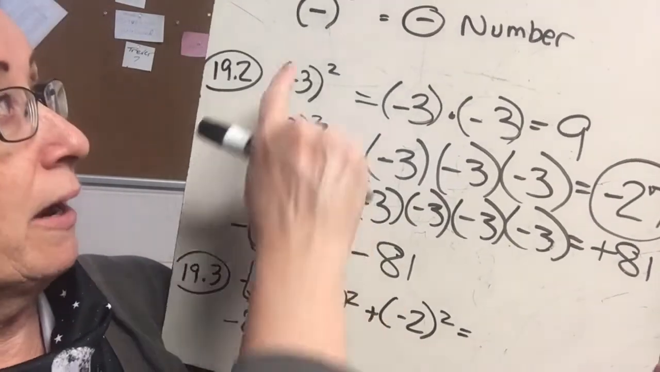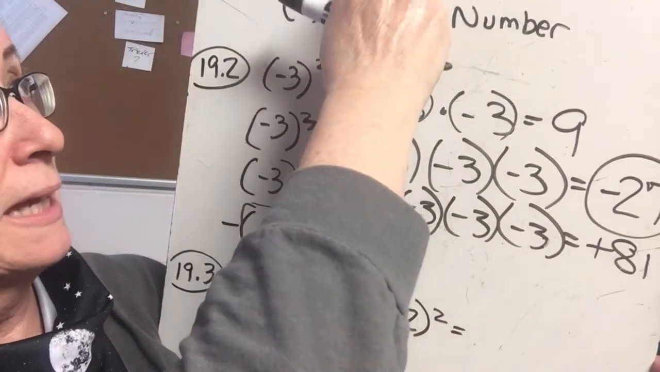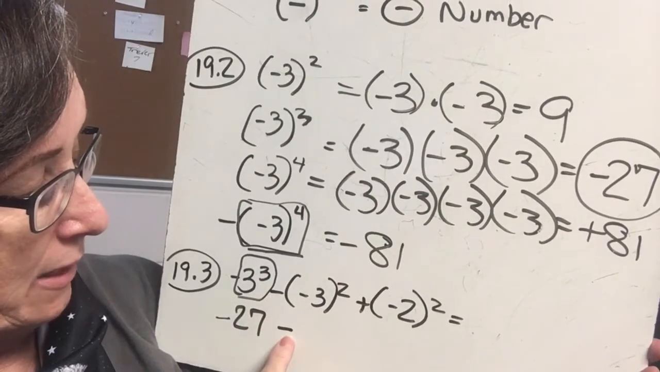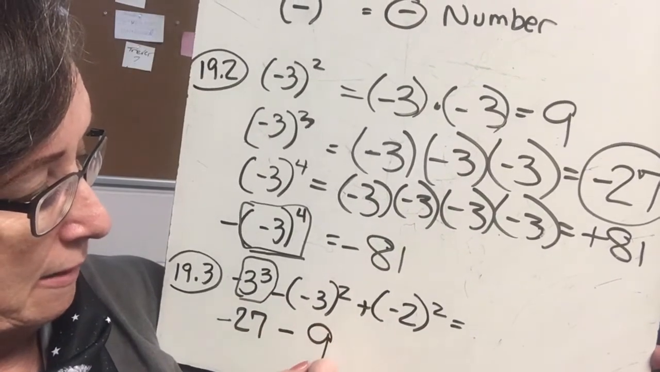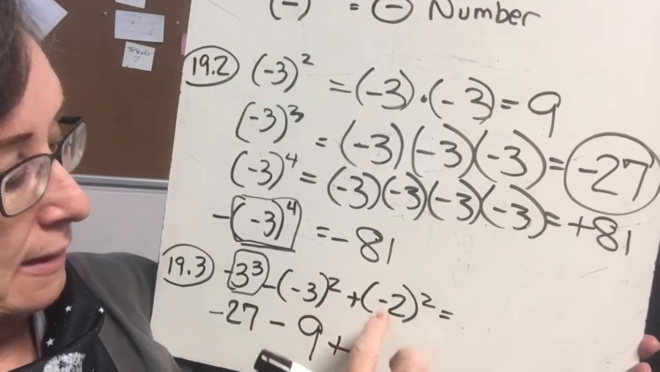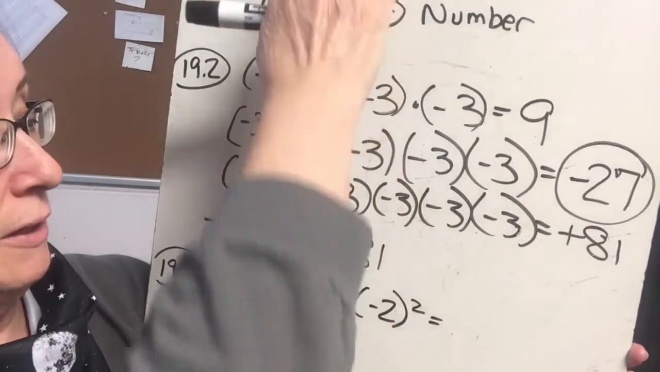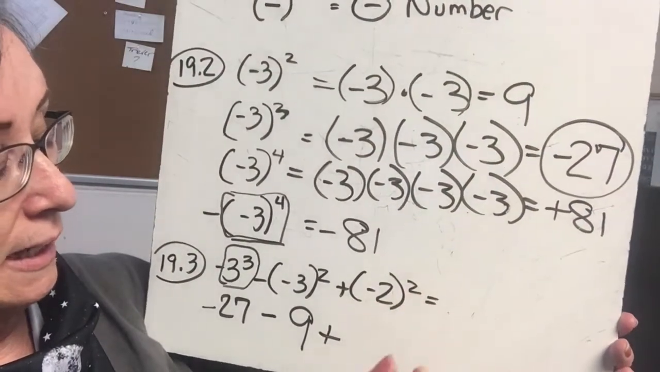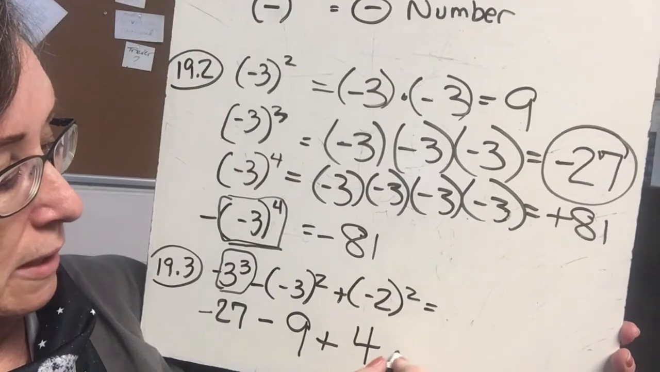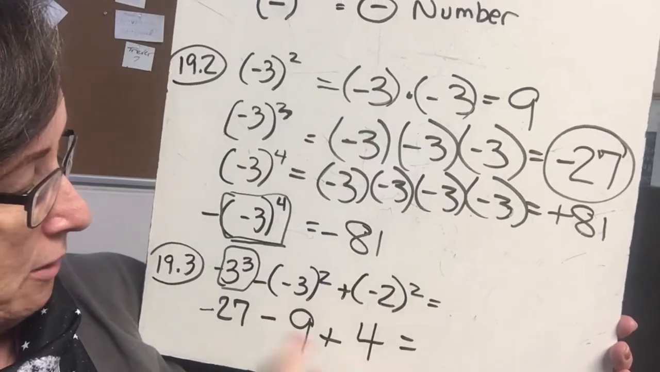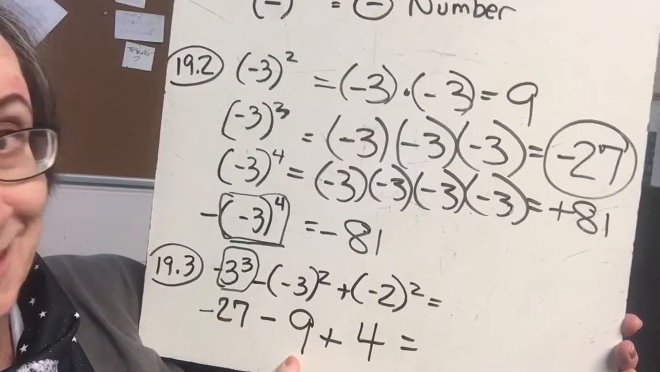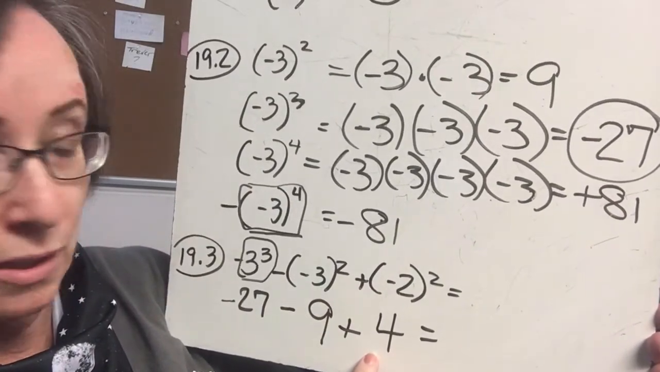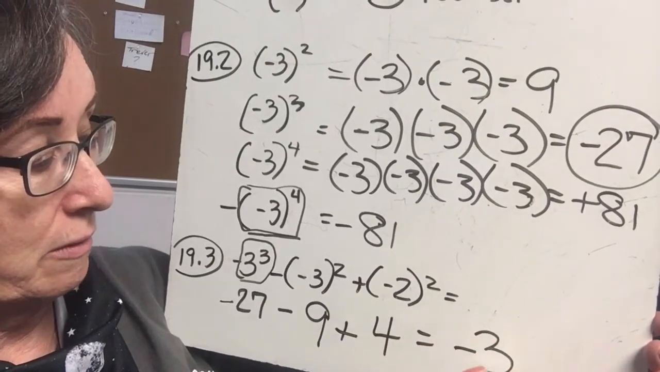Negative 3 squared is a negative raised to an even power, so it should be positive. So that's going to be the minus here, and then a positive 9, plus negative 2, which is a negative raised to an even power, which will be a positive number. Negative 2 times negative 2 is positive 4. So when I put all those together, I get negative 27 minus 9 is negative 36, plus 4 is negative 32.